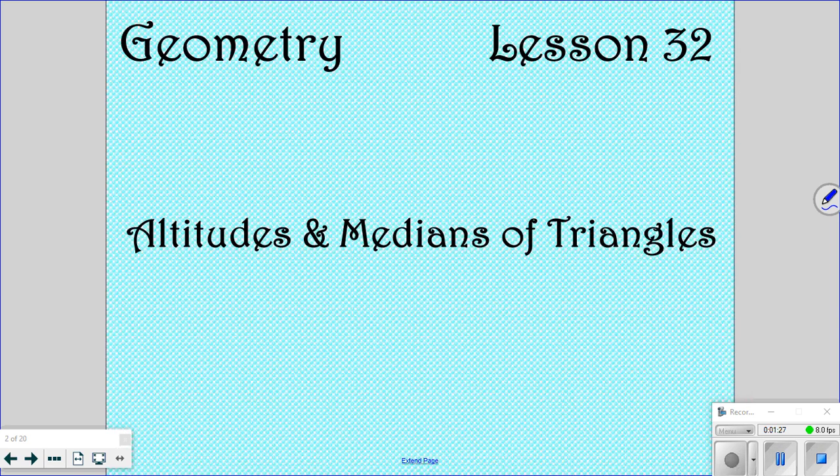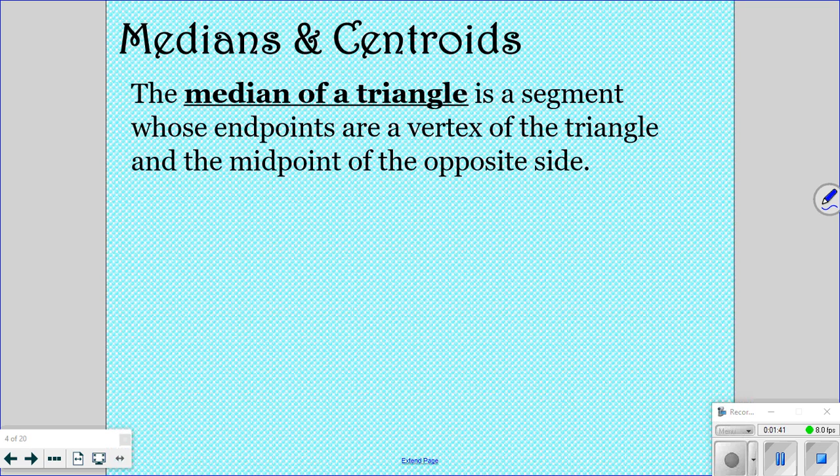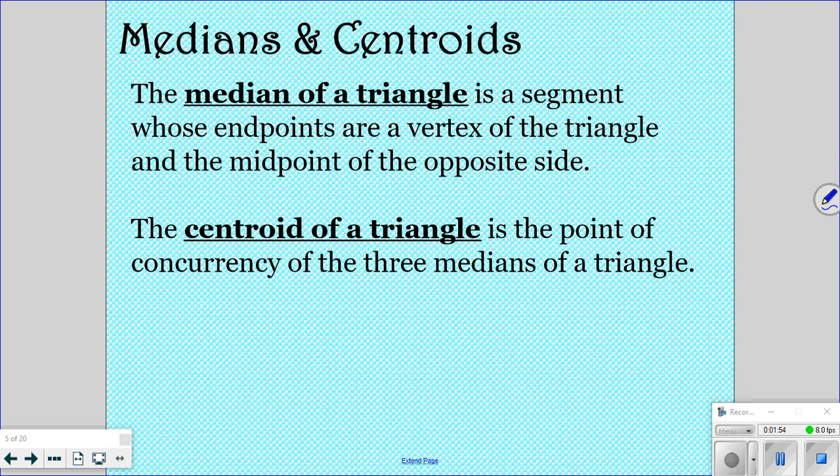Okay, so we are going to be looking at lesson 32 today. It's the altitudes and medians of triangles. So hopefully you'll understand how those work after this lesson. So a median of a triangle is a segment whose endpoints are a vertex of the triangle and the midpoint of the opposite side. And then the centroid of a triangle is the point of concurrency of the three medians of a triangle. So point of concurrency just means where they all three intersect.